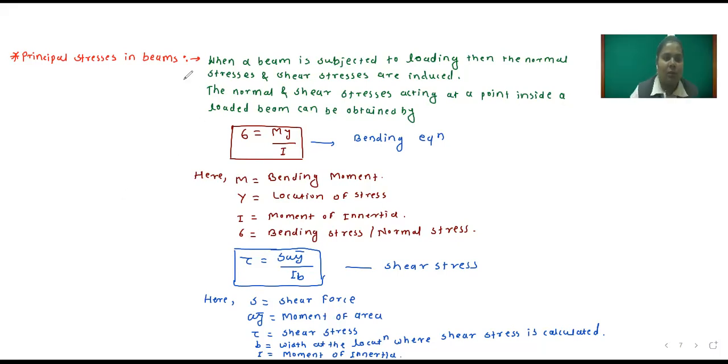Okay, so we have written here only one point. Whenever we apply load, due to this loading, normal and shear stresses are induced. Formulas are written here for finding bending stresses and shear stresses. Now we will draw one figure here. Simultaneously, you can also draw. Suppose this is the cross section of the beam.